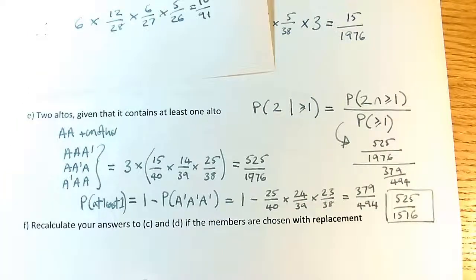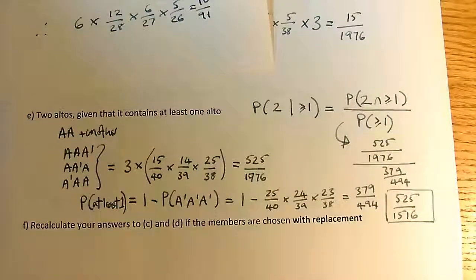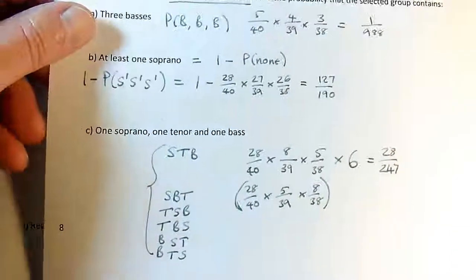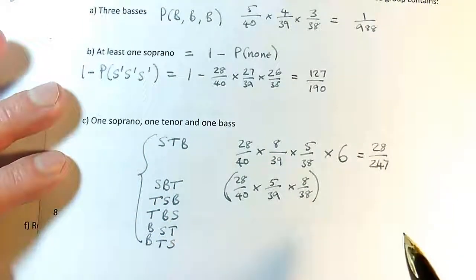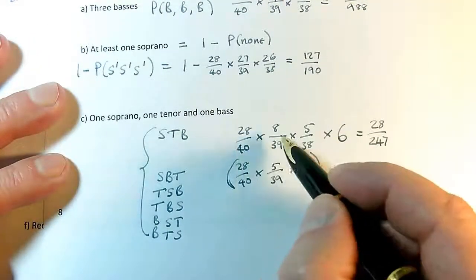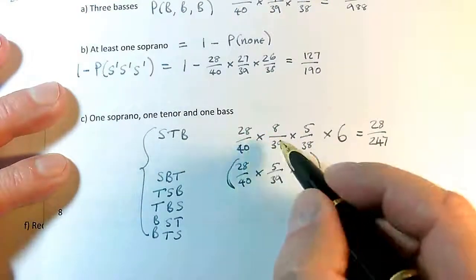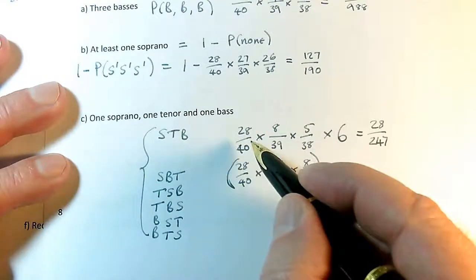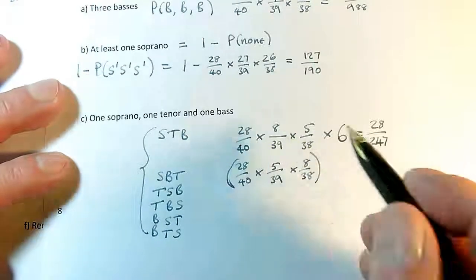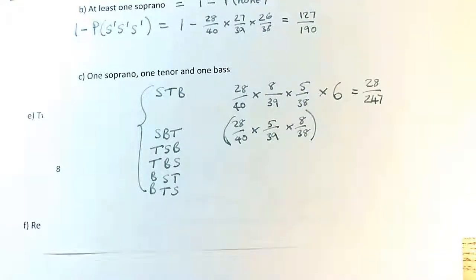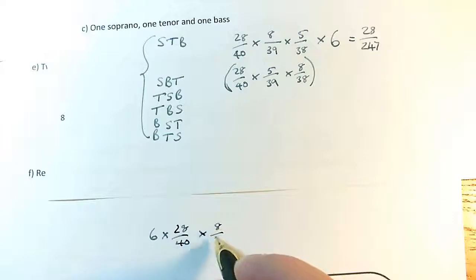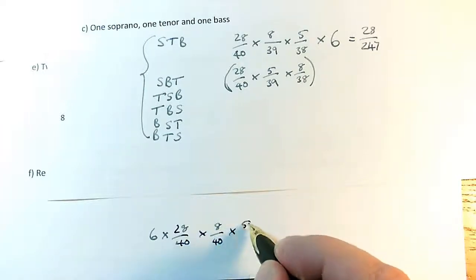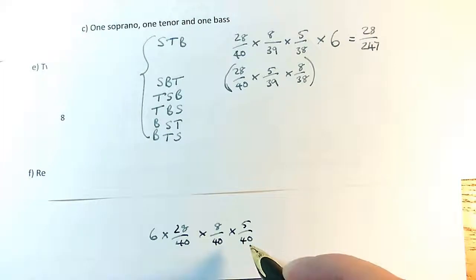Okay, now for this last part, I've got to redo C and D, but now the selection is with replacement. So I'm not going to need to change a lot. Here was my answer to C. I want one of each, so I had a multiplication by 6. I'm still going to have a multiplication by 6. It's just that my 28 sopranos are going to be followed up by one of the 8 basses, but now it's going to be out of 40. I've put that soprano back, so there are no longer just 39 choir members left. So it's going to be, in my solution, 6 times 28 over 40 times 8 over 40 times 5 over 40 for my answer to C.